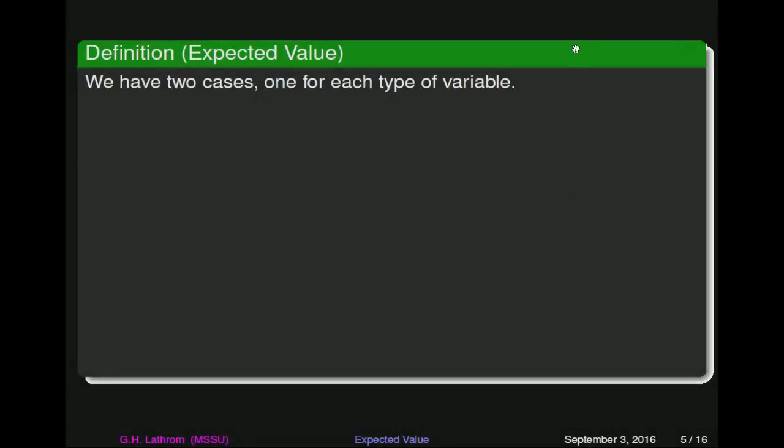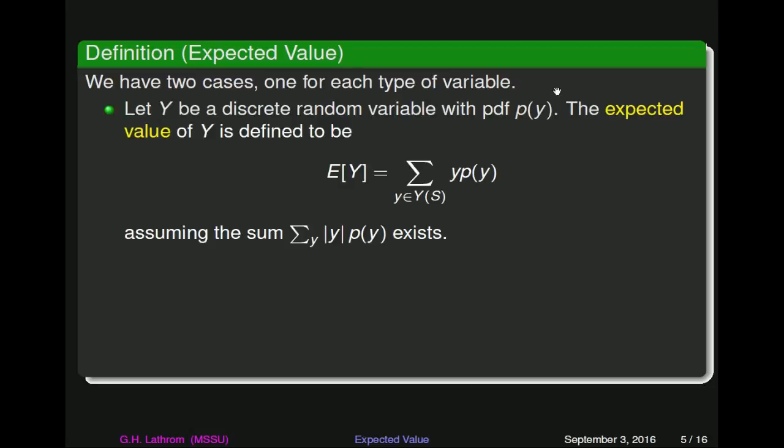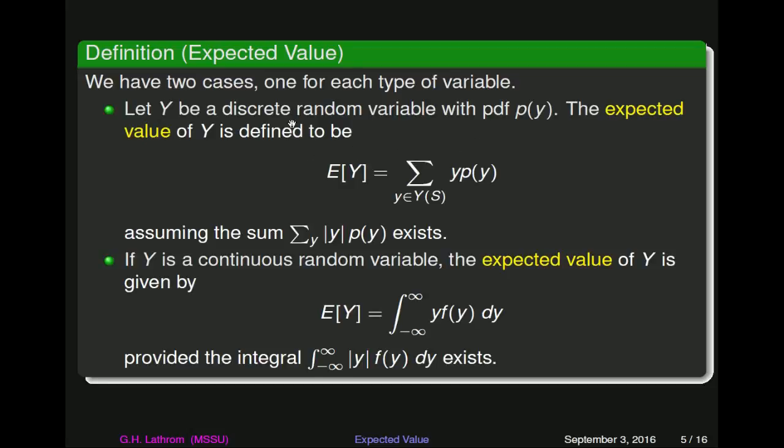All of this is really just to remind us of our definition of expected value. We naturally have two cases, one for each type of variable. For the first case, if we let Y be a discrete random variable, then the expected value of Y is the sum over all possible values of y times the probability that y happens. So p is the probability density function of Y. In the case that this is a countably infinite set, this will be an infinite series, so we're assuming that the series converges absolutely.